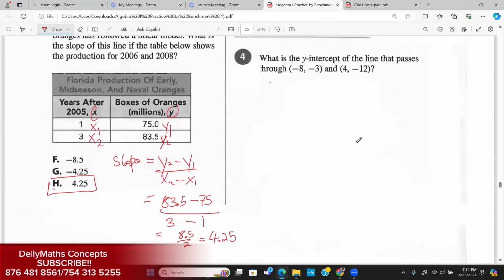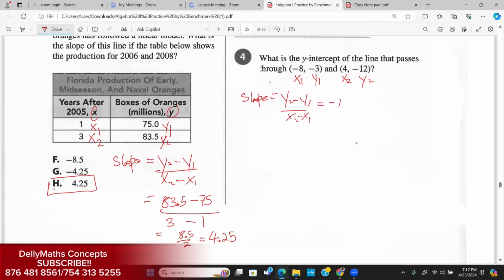What is the y-intercept of the line that passes through (-8, -3) and (4, -12)? The first thing I want to do is to label these points. So I'm going to label this x1, y1, x2, y2. In order to find my y-intercept, I'm going to try to write the equation of the line, and then from that, I'll be able to pick up the y-intercept. So let us find the slope first. The slope is simply y2 minus y1 over x2 minus x1.